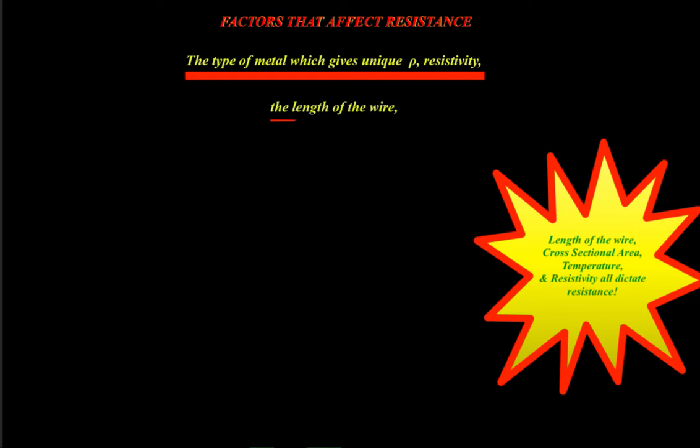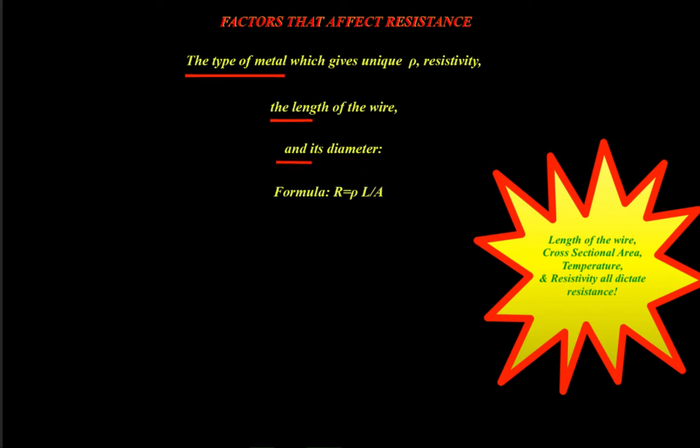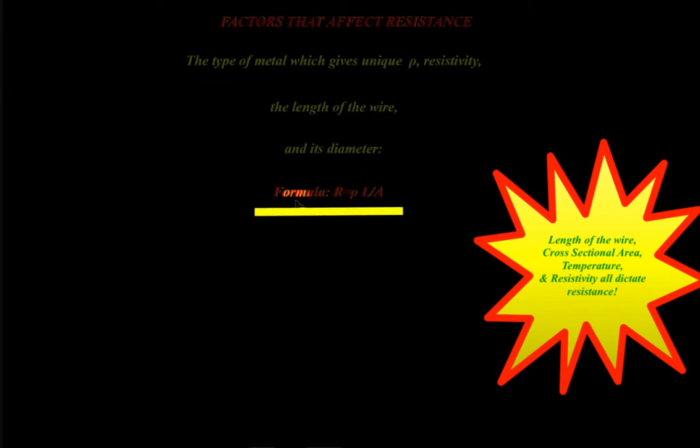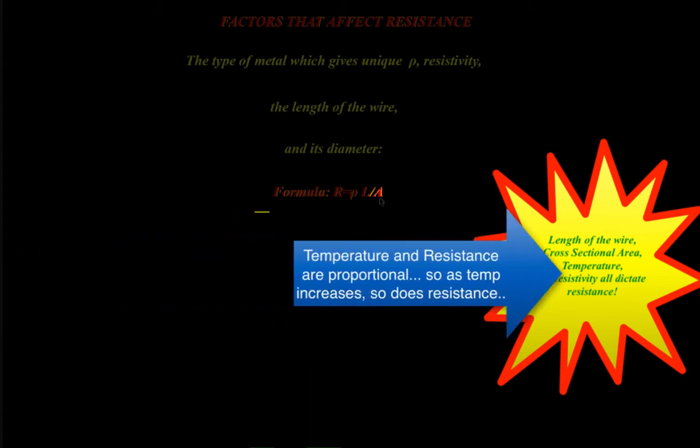Another important thing is the length of the wire and the diameter. The reason is that this is the relationship between resistance and resistivity. Resistance equals the resistivity, again obtained from a table or internet or your instructor, times the length of the wire over the cross-sectional area that the current's traveling through.